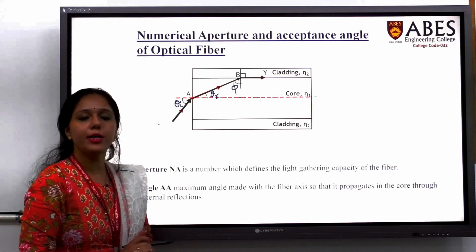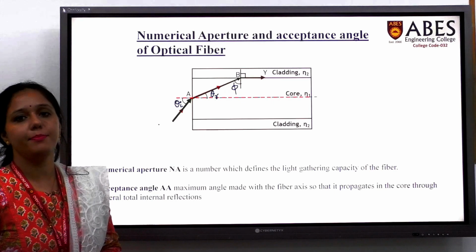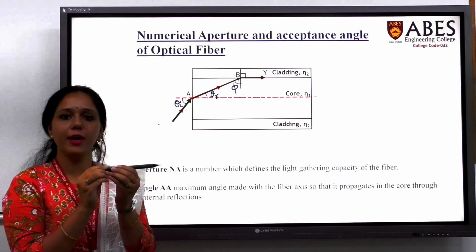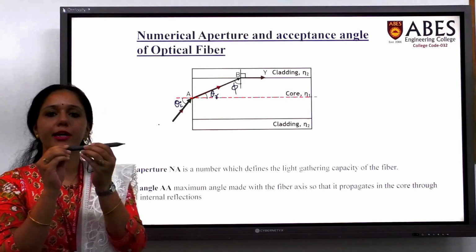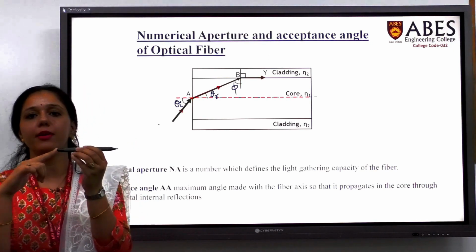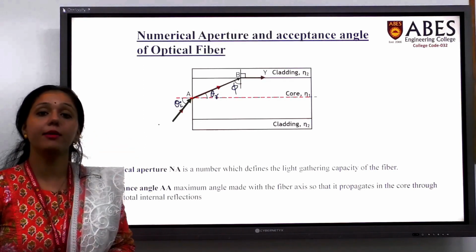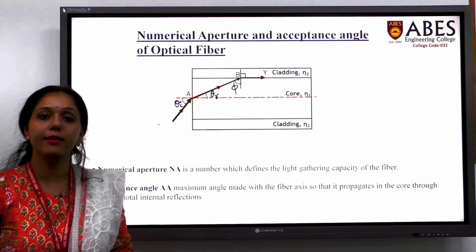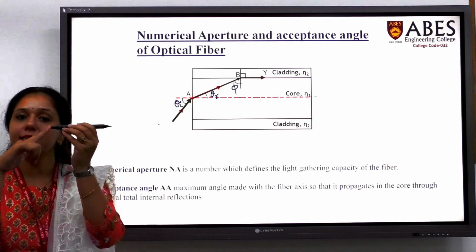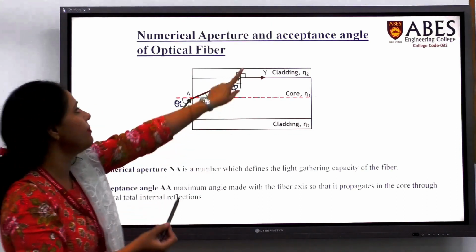Now coming to two important parameters, which are numerical aperture and acceptance angle. What are these two parameters? We have an optical fiber. It's not necessary that whatever ray we send inside this optical fiber will follow TIR. There must be some particular angle, some acceptance angle, which this fiber accepts in such a way that TIR should be there. So that is the acceptance angle.